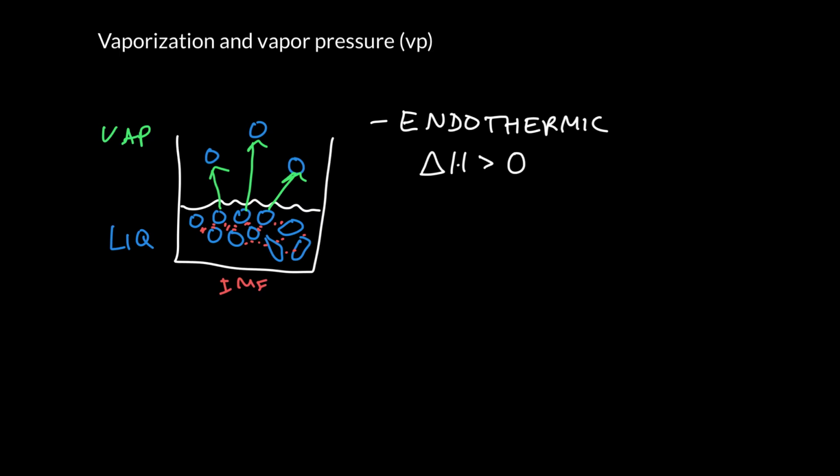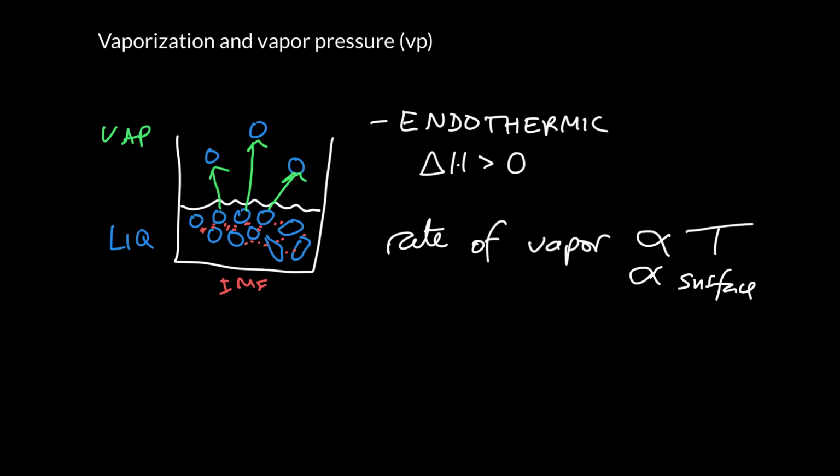The rate of vaporization, so the rate at which the vapor forms, is directly proportional to the temperature. And why is that? Well, we know that temperature is related to the kinetic energy of the particles. The hotter it is, the faster and more wiggly they're moving, and the colder it is, the more slowly and lethargic they're moving. So that makes sense. It is also directly proportional to the surface area. The more area you've got, the more chance you have of a molecule escaping. So it's simply a numbers game.